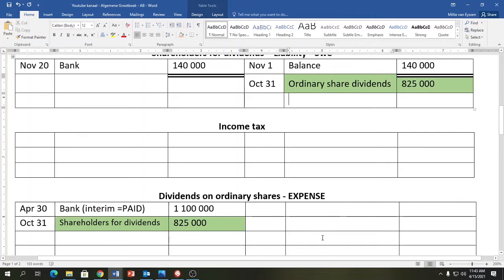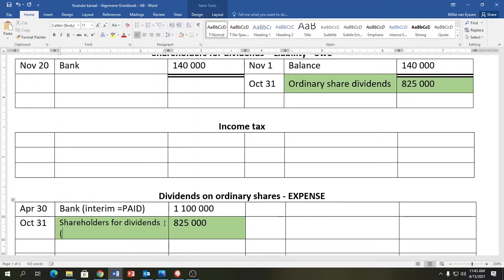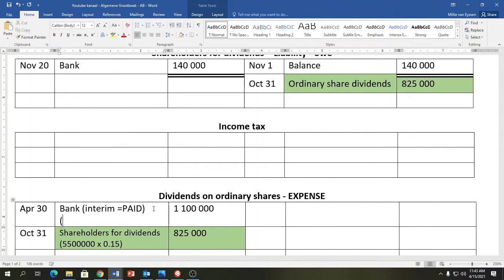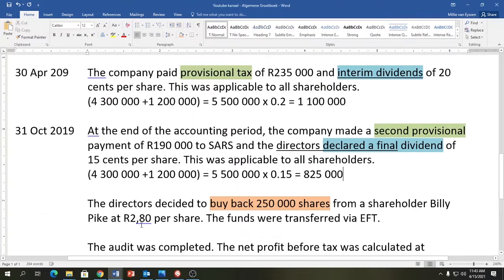Okay. On that note, I did my calculations on my question page. It is extremely important that you show how you got to the answer in your question. So for that one over there, it's 5.5 million. Let me just make sure I got all my zeros correct. And I multiplied with 20 cents. Okay, because you can get part marks for showing your calculations. Right. So I filled in my final dividend. It's the one that's declared at the end of the year. I owe the money, so it goes to shareholders for dividends.